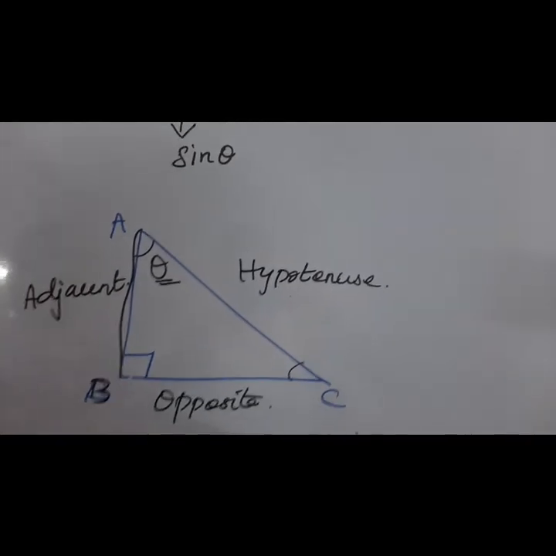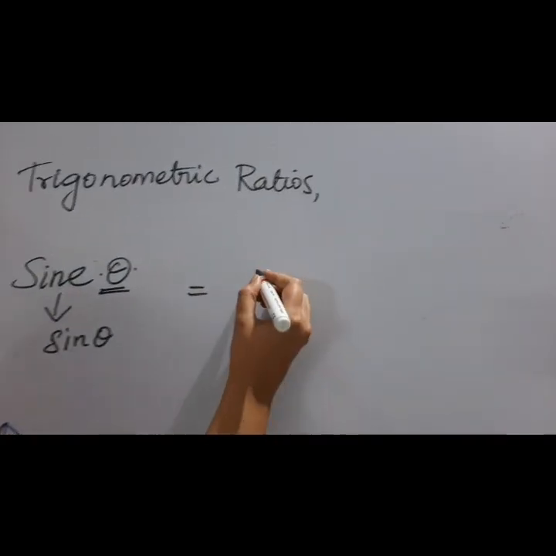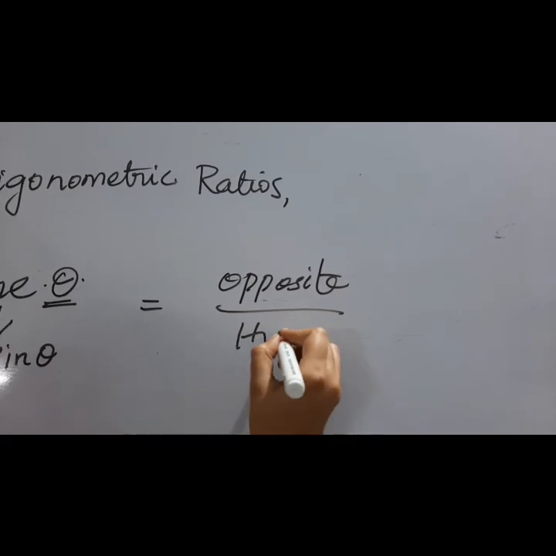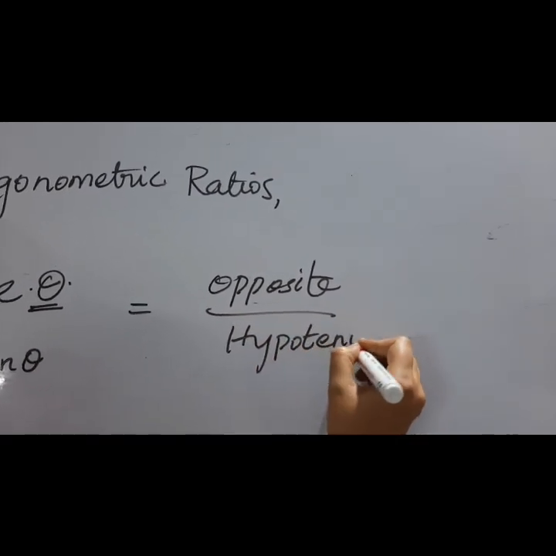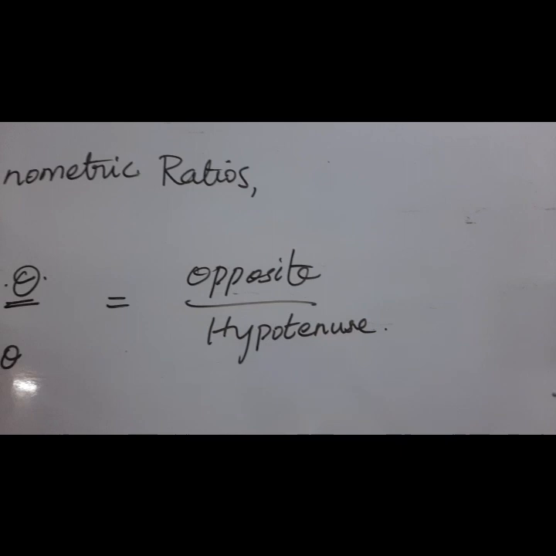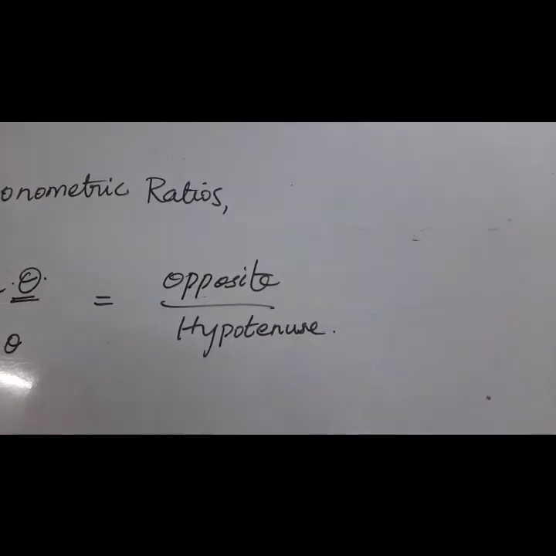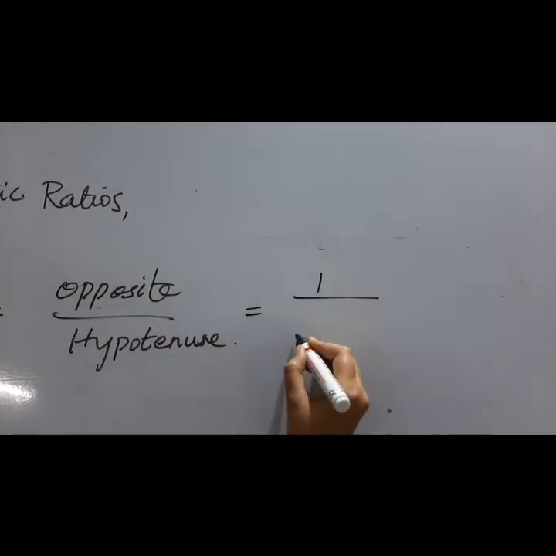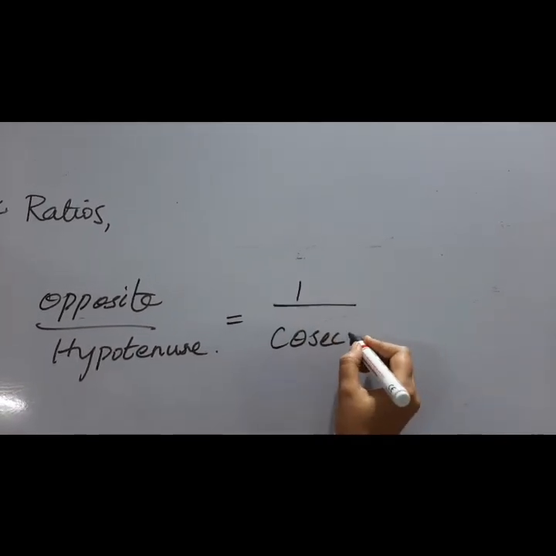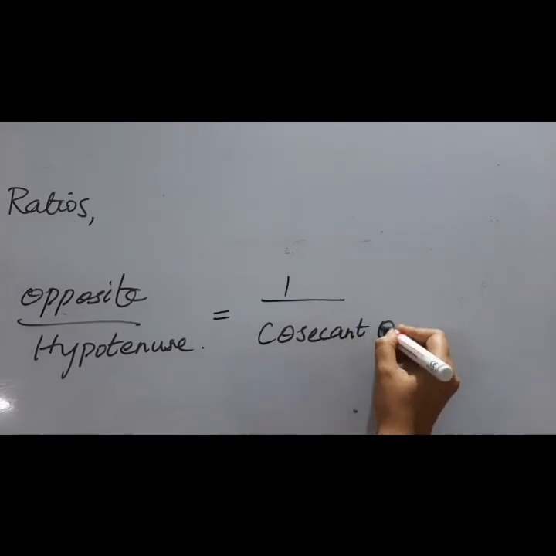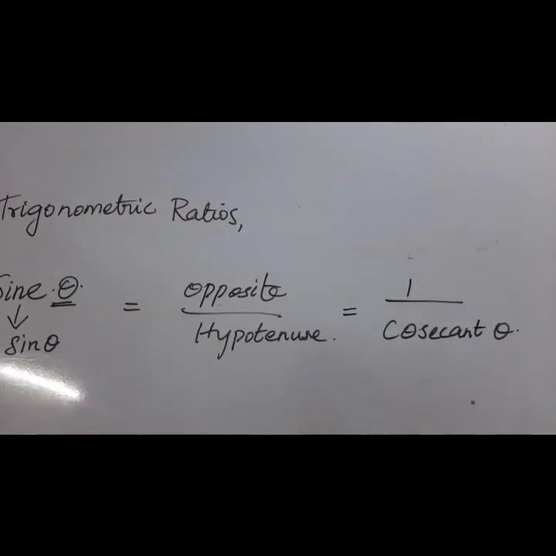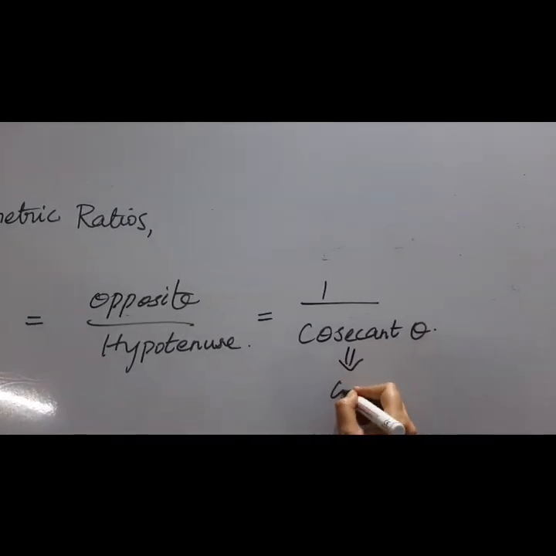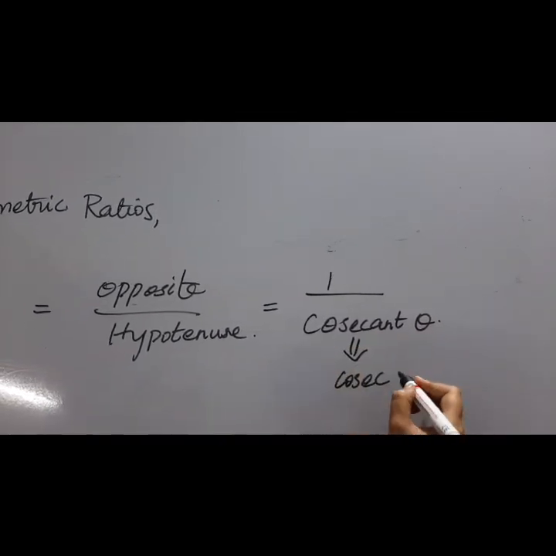Now sin theta is defined as opposite upon hypotenuse. Sin theta is the reciprocal of one more trigonometric ratio, that is cosecant theta. Cosecant theta usually we write as cosec theta.